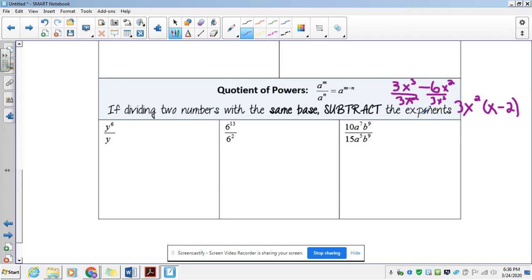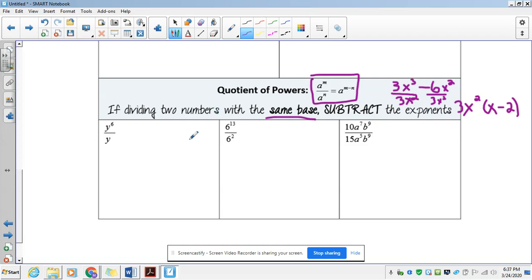The only difference is now I'm giving it to you formally in a rule, which is what this is telling you. Again, one of the big things to remember is it has to be the same base. You need y and y, 6 and 6. I mean the same base, not exponent, sorry. A and A, B and B, all of those can be done together.